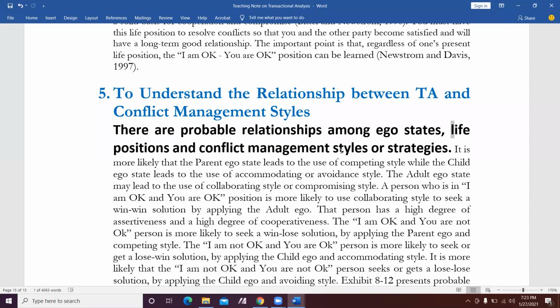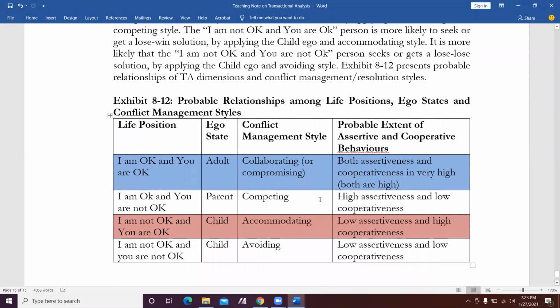And then conflict management styles: accommodating, compromising, collaborating or integrating, competing, accommodating. What is the other one? Yes, withdrawing. Then conflict management styles, so strategies. Now go to this exhibit. Withdrawing or avoiding. Yes, withdrawing is an alternative term for the avoiding style. Exhibit 8.2, probable relationship among life positions, ego states, and conflict management styles.